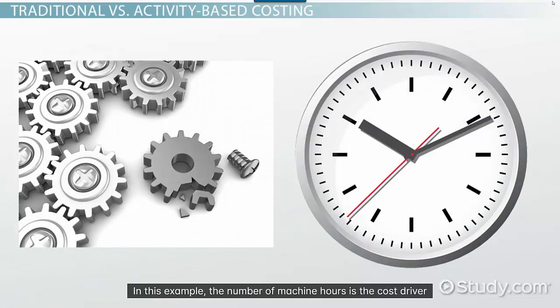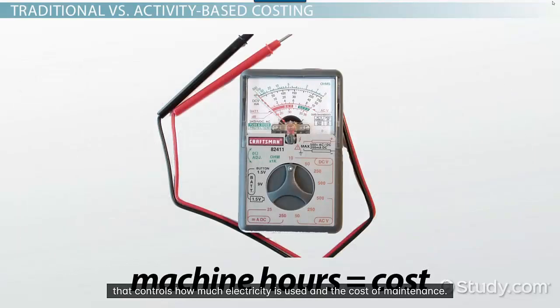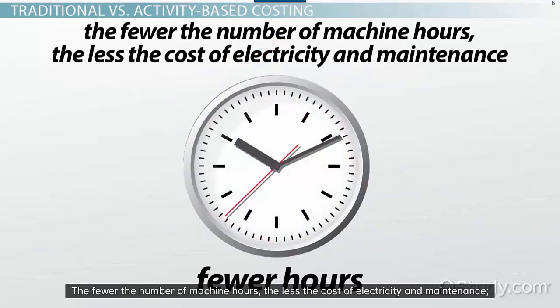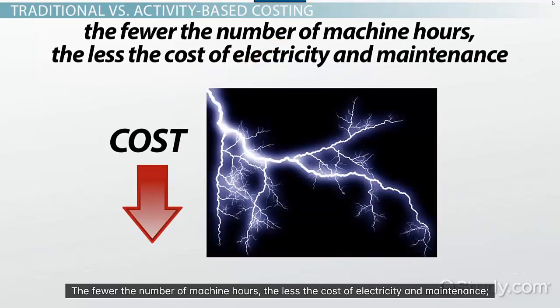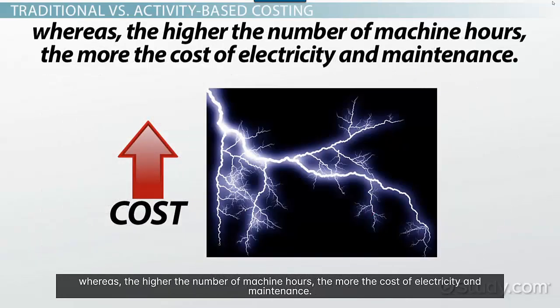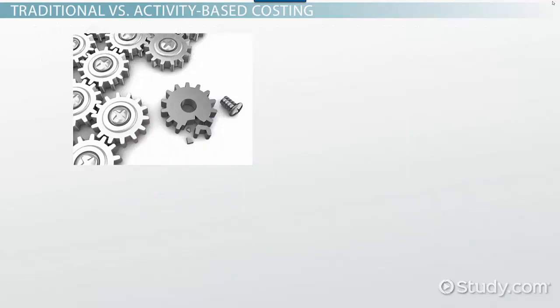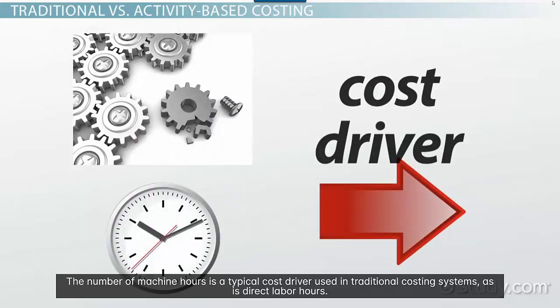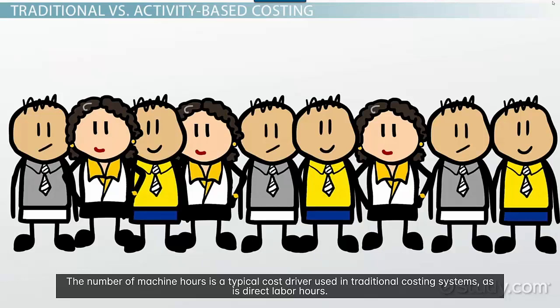In this example, the number of machine hours is the cost driver that controls how much electricity is used and the cost of maintenance. The fewer the number of machine hours, the less the cost of electricity and maintenance, whereas the higher number of machine hours, the more the cost of electricity and maintenance. The number of machine hours is a typical cost driver used in traditional costing systems, as is direct labor hours.